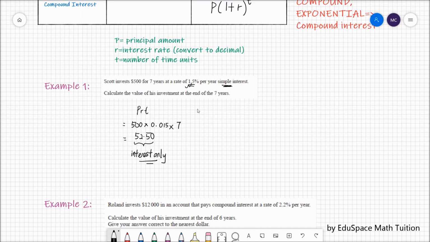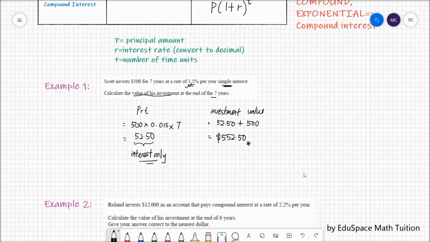Bear in mind that this is only giving you the interest only, because under the PRT formula they only provide you the interest, but the question actually asks for the value of his investment at the end of 7 years, which means they want to find the total amount at the end. So the investment value equals my interest payment, which is 52.5, plus back my original principal amount, which is 500. Therefore, my final investment value should be 552.50. This will be my final investment amount.